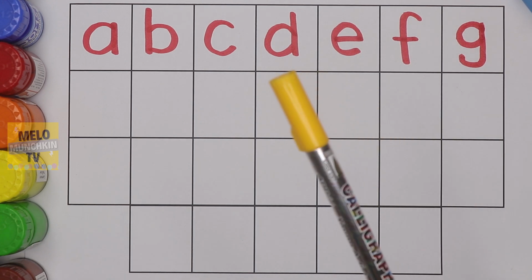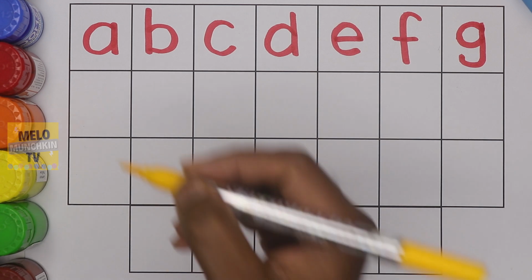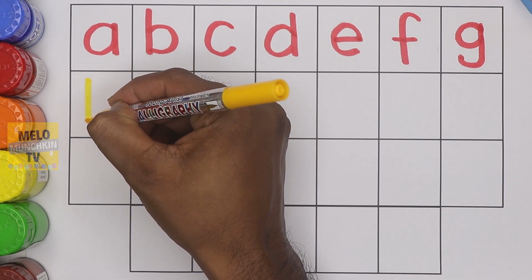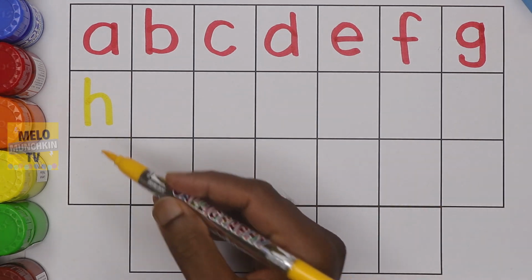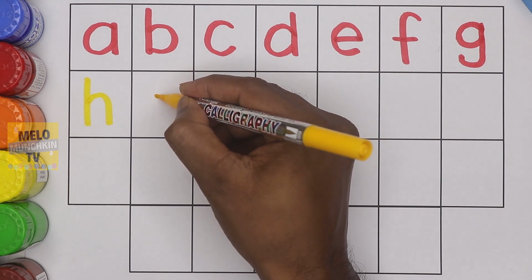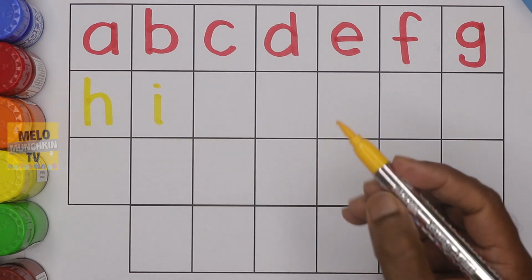Next I'll take yellow color and write the second line. So after G it is H. This is small letter H, H for house, H for house. Small letter I for ice cream, I for ice cream.